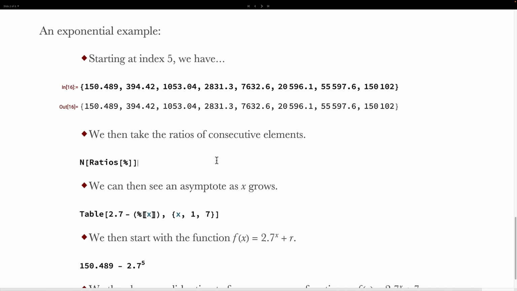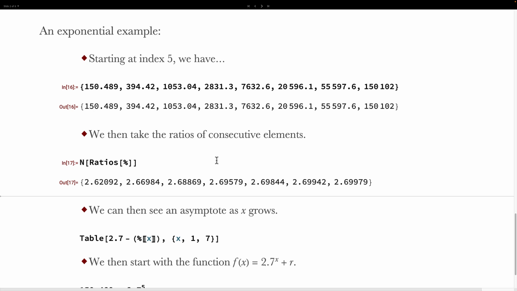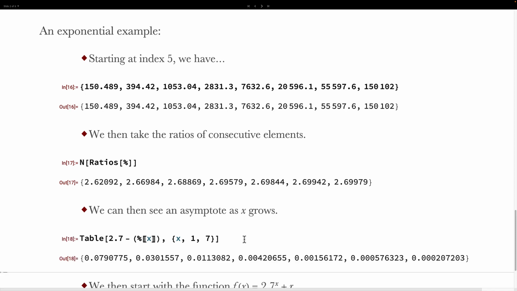Then, to start us out, we take the ratios of neighboring consecutive elements. Evaluating this within the Wolfram language gives us something that's fairly close to being constant, but isn't quite constant. As our index increases, we can see that the ratio between consecutive elements seems to approach 2.7. So to verify this asymptote, we can then take a table of 2.7 minus the consecutive ratio for each consecutive ratio we were able to gather. Evaluating this within the Wolfram language gives us a clearly decreasing margin of error.